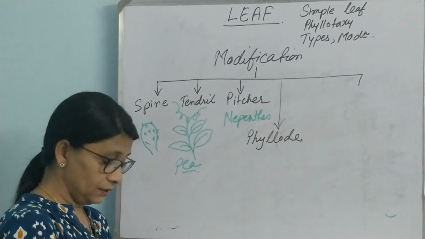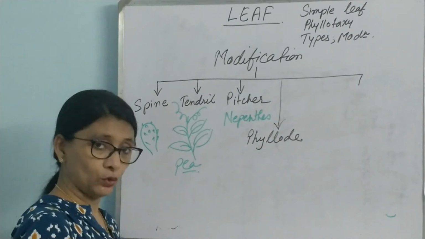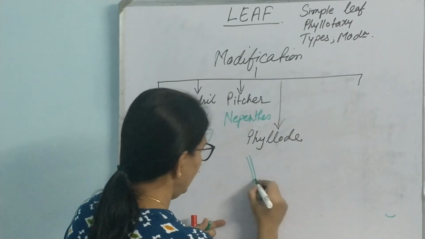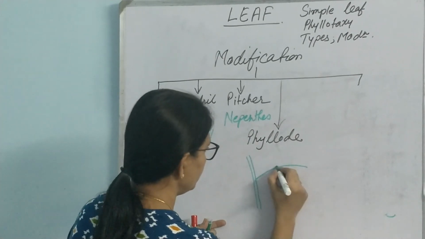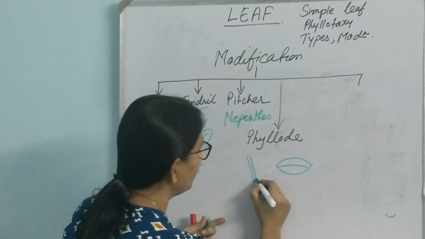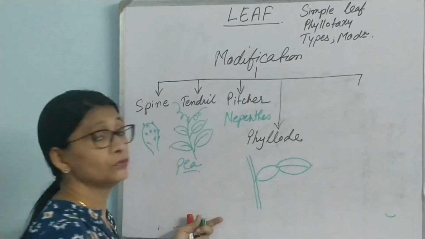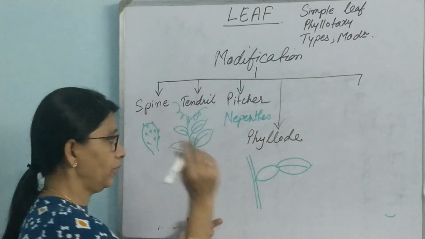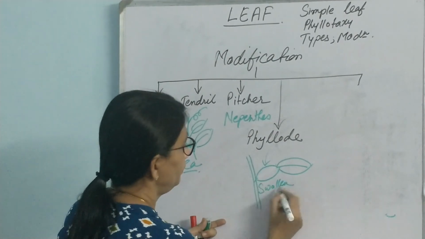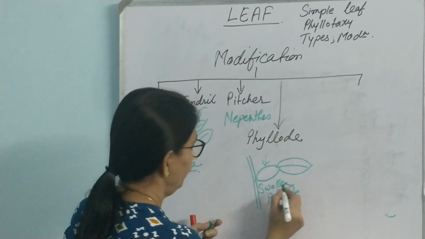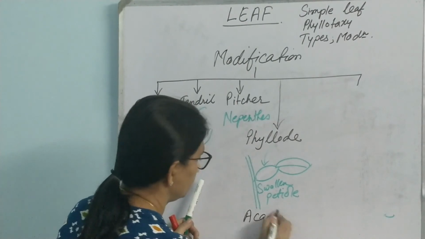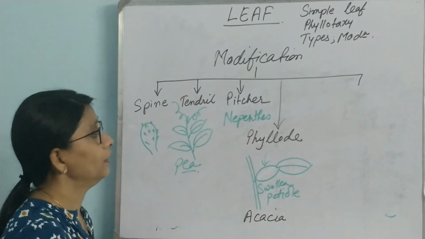Then we have next example, that is phyllodes. We have seen phylloclade and cladode, isn't it? Now let us talk about phyllodes. Suppose this is a branch and here the leaf comes out, isn't it? The leaf comes out, this part is petiole. Now in case of phyllodes, what happens? The petiole becomes swollen. Swollen petiole is known as phyllodes. Very common example, acacia. So that is phyllodes.